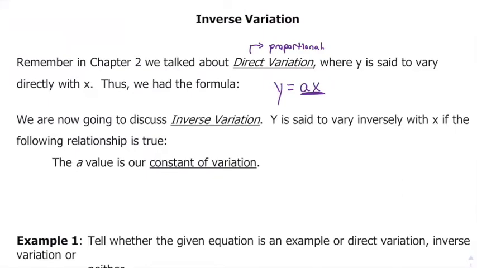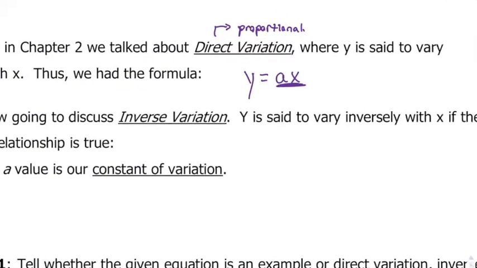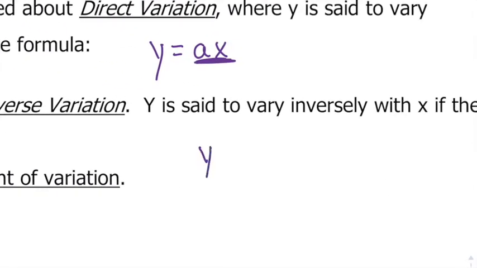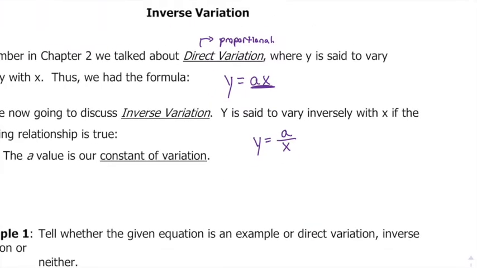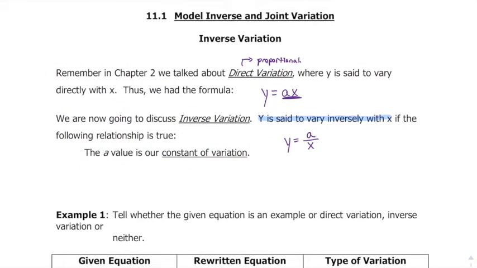Today we're going to focus on the inverse variation. It's very similar, except we're going to say that it is y equals a divided by x. So direct variation is a times x. Inverse variation is a divided by x. And here's how it reads. This is y varies inversely with x, and that's the way it looks right there.